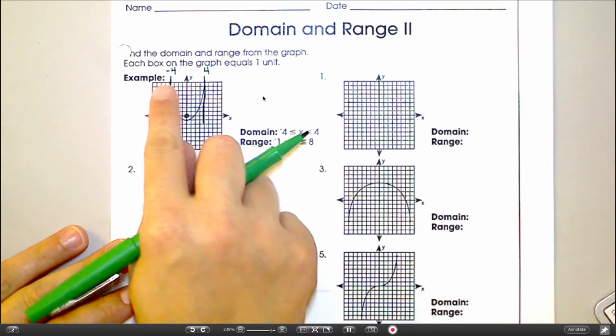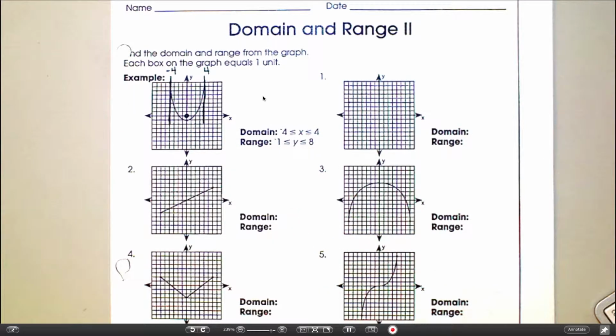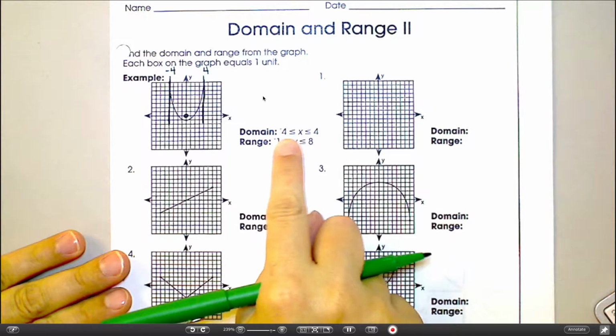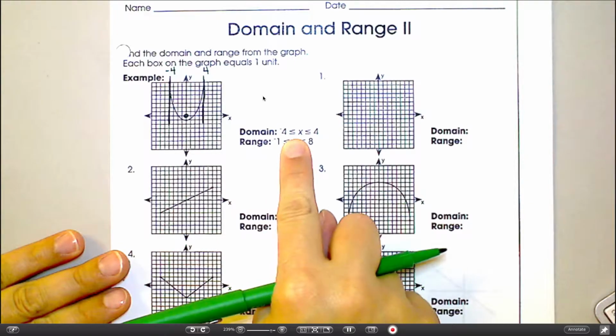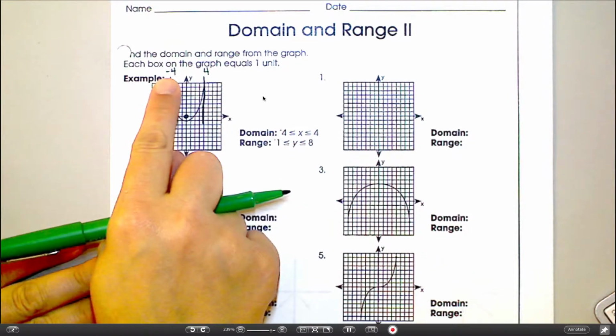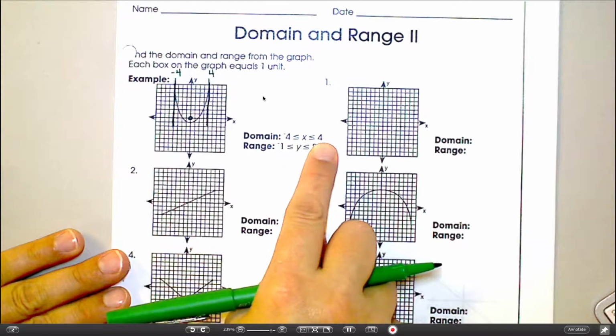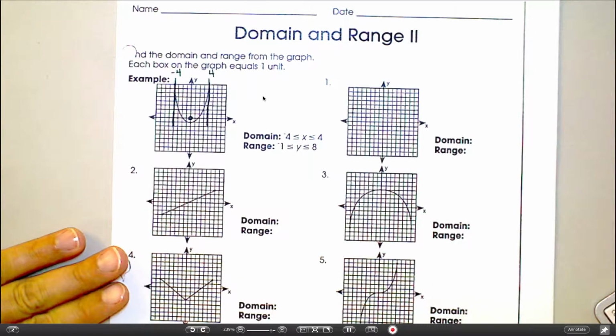So I want to be able to say that this graph goes from -4 to 4 on the x-axis. Here's how I write it. All right, and don't let that notation freak you out. It's going to be the same thing every time. It's going to start with your smallest number, less than or equal to x, less than or equal to your larger number. And I'm using x because I'm talking about the domain.